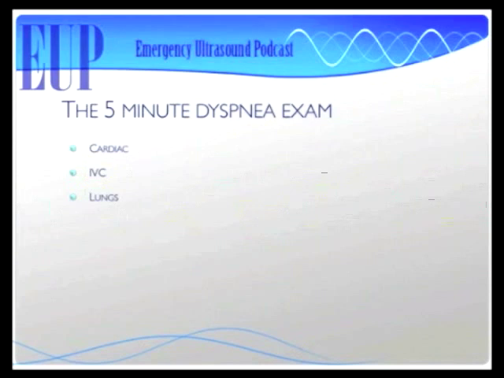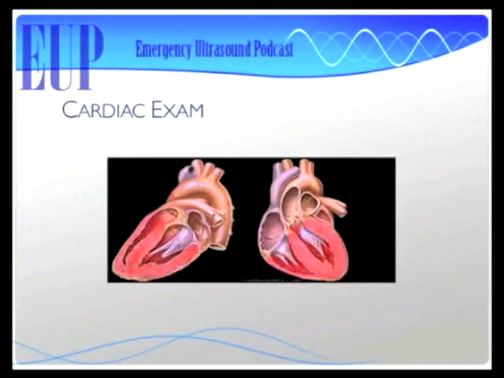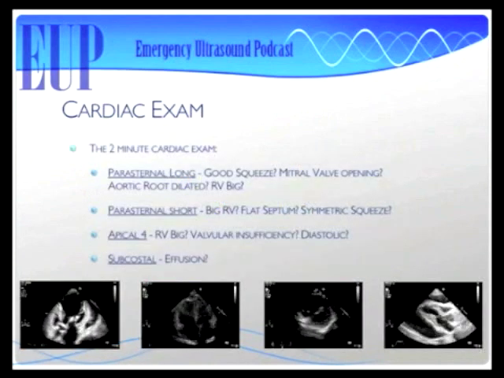So we're going to start with the cardiac exam. I want to talk about what I consider the 2-minute cardiac exam. We're going to look at 4 different windows: the parasternal long, parasternal short, apical 4, and the subcostal. We're going to use all these windows to get our impression of what could be going wrong with the heart.